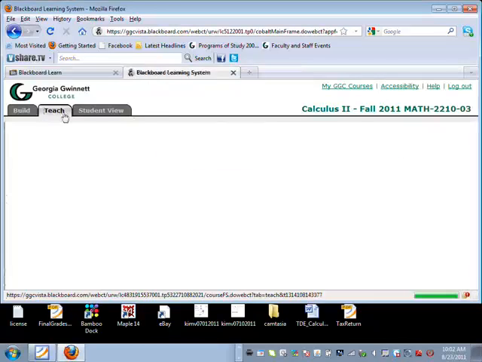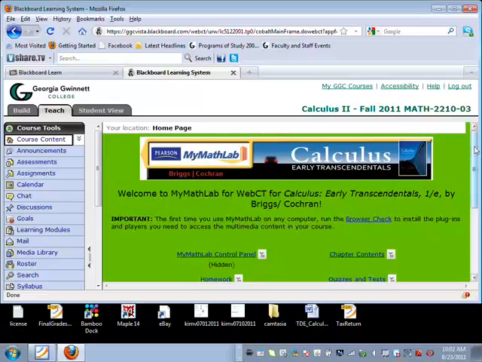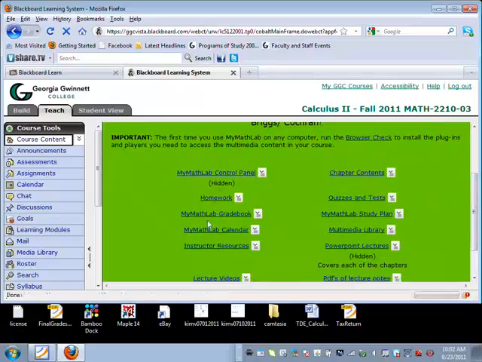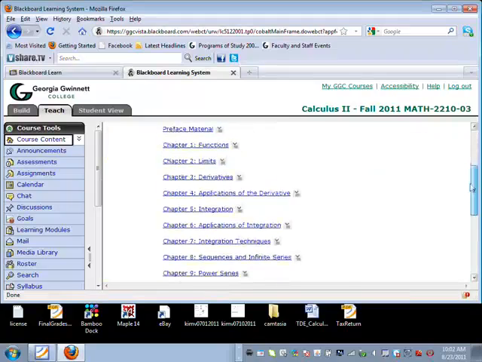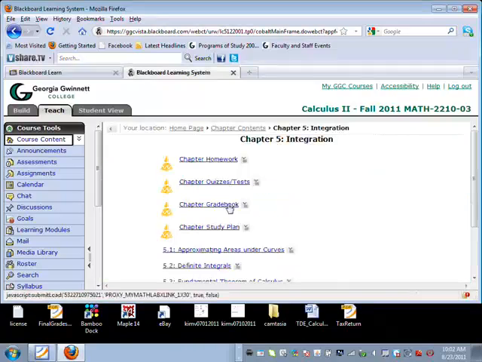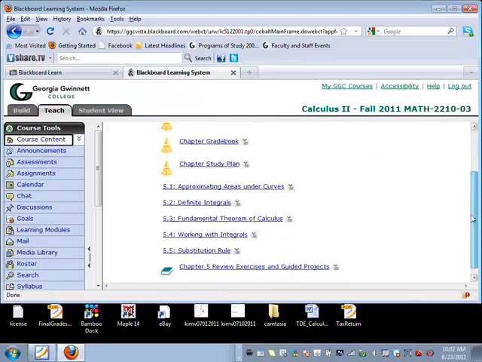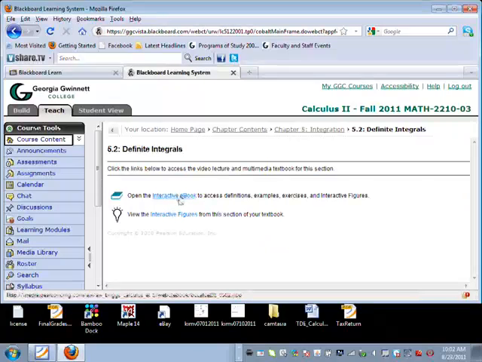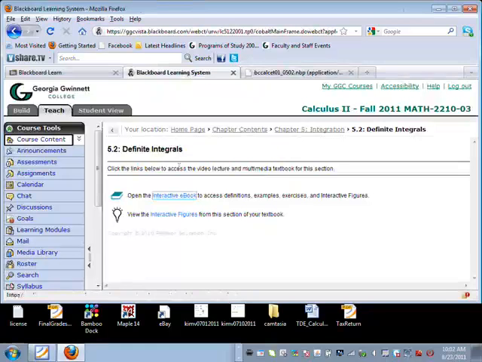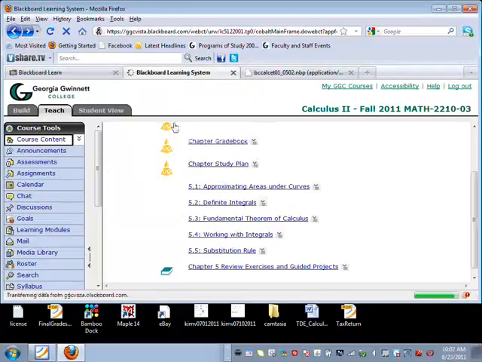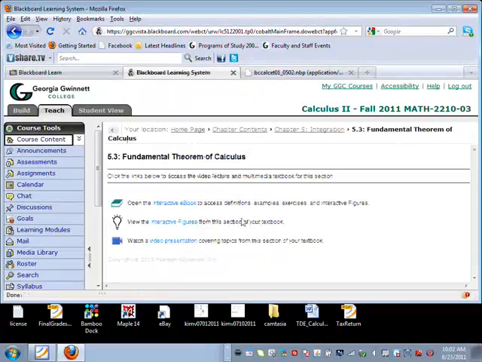So now let's go to chapter 5. We did some approximating areas. We'll do some definite integrals. All right, so we'll open that up. By the way, again, I'm a massive fan of the ebook. Okay, so go in. Are we okay getting in?